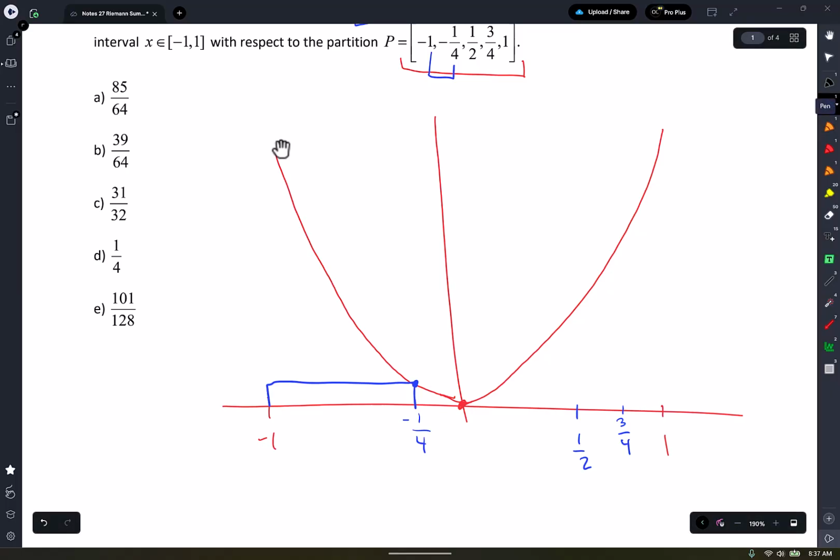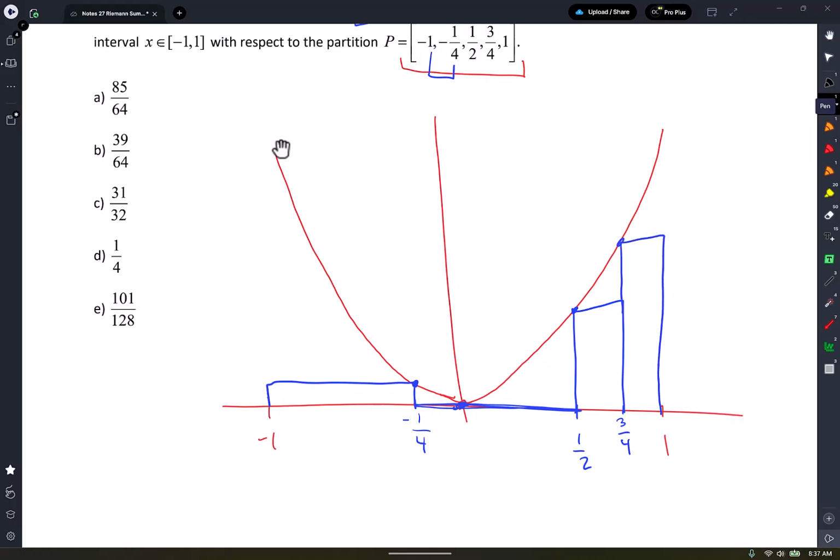Look at this next one. Between -1/4 and a half, where do I have my lowest point? Yeah, it's 0. So you don't have a rectangle between -1/4 and a half. Between a half and 3/4, bless you. Between a half and 3/4, where do I have my lowest y value? At a half. So there it is. And between 3/4 and 1, where do I have my lowest y value? At 3/4.